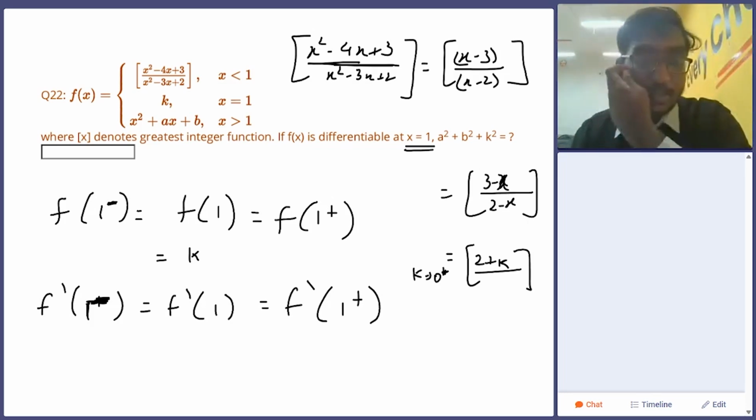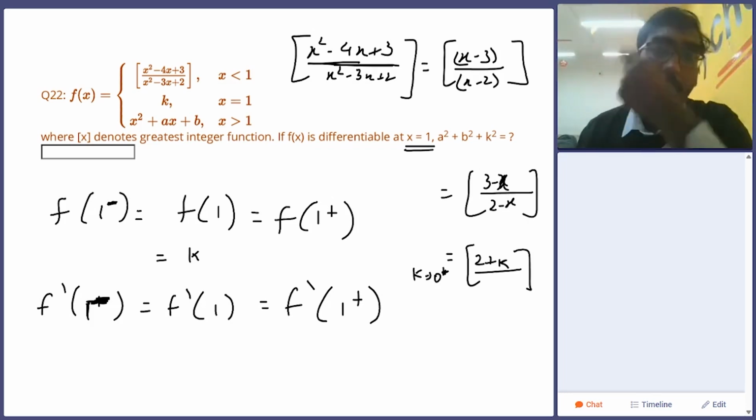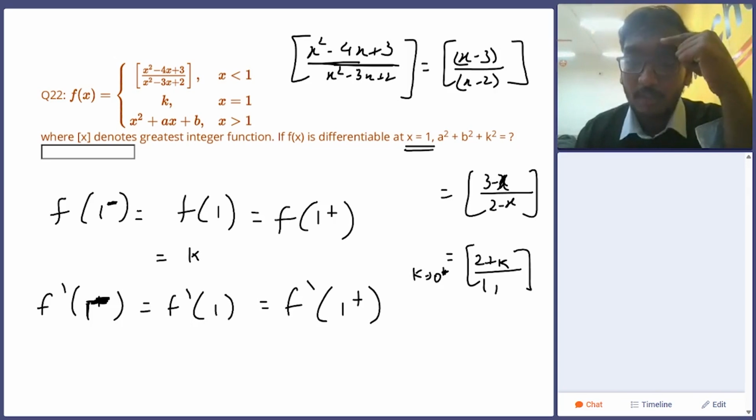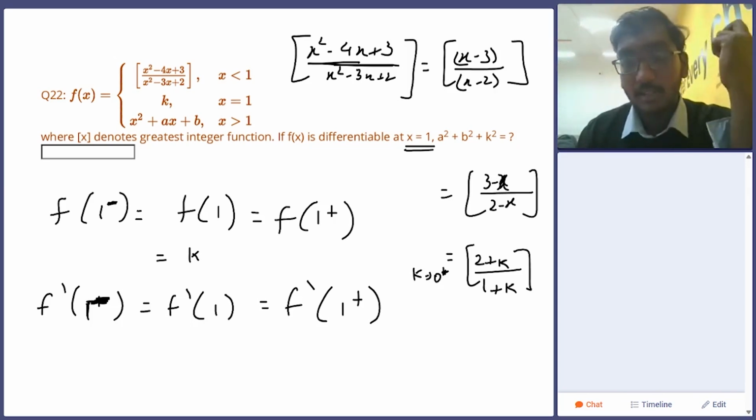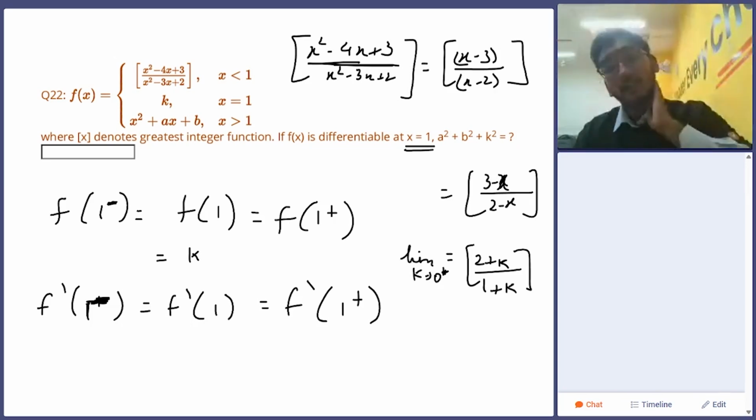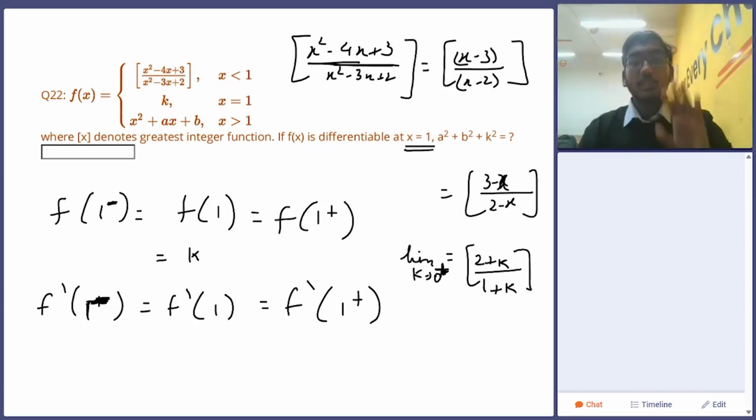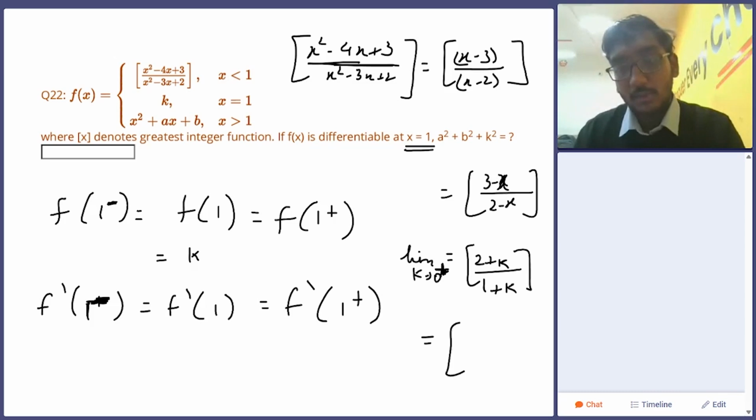And what will be the value of 2 minus x? It will be a little bit more than 1. We'll call it 1 plus k. We'll use this limiting value k, and k is tending to 0 plus. So what will be the box function of this particular expression? 2 plus k divided by 1 plus k, where k is approaching 0 and k is also positive.